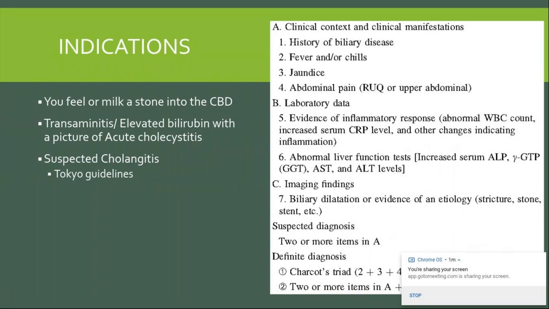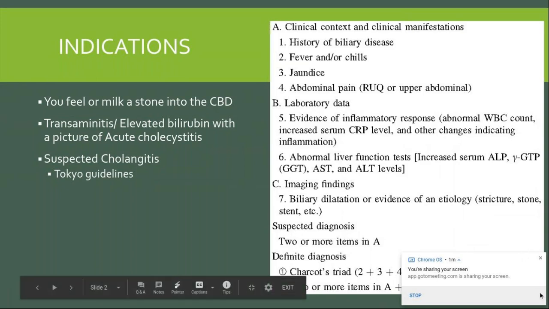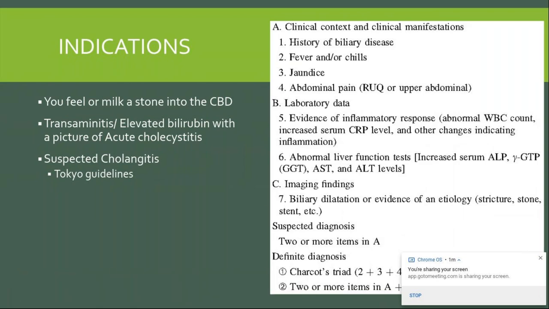So I have the Tokyo guidelines posted up on the right. And you can see that a suspected diagnosis is when you have two or more items in column A, the clinical context and clinical manifestations. Notice that two, three, and four make up Charcot's triad. Or two or more columns, from A, and then one in B and one in C. So laboratory data plus imaging findings like an MRCP showing the stone.